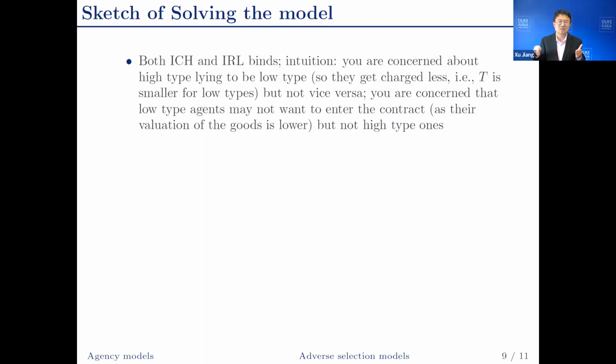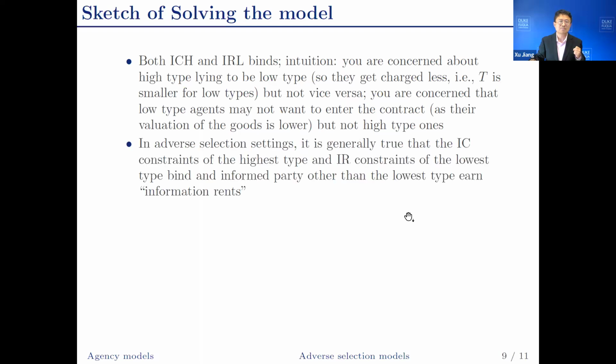So they're less willing to trade in the first place. But you're less concerned about high type ones not wanting to enter the contract. So you're more concerned about low type participating, and you're more concerned about high type lying. That's why we have the incentive compatibility constraint for high type and the individual rationality constraint for low type binding. In adverse selection settings in general, the IC constraints of the highest type and IR constraints of the lowest type are going to bind.